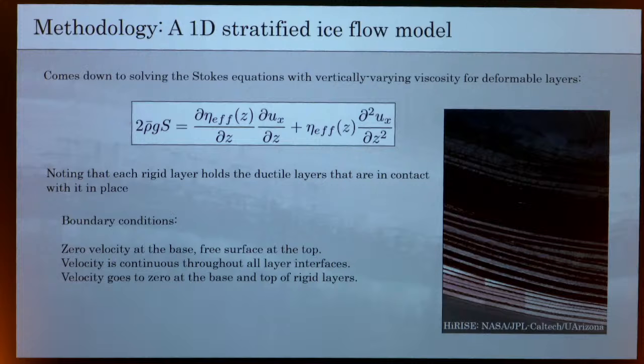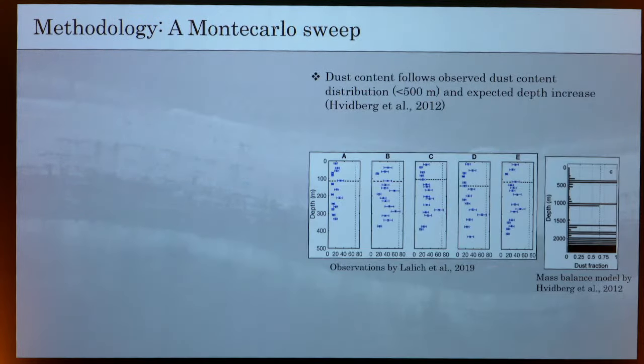So what we did is a 1D ice flow model. This is just the Stokes equations, and what is different is adding this depth-variable viscosity and accounting for rigid flow layers with boundary conditions. Essentially every time that we have a rigid layer, the velocity goes to 0, and a stress is applied on the rigid layer. To play with dust content and thickness, as I said before, we based ourselves on observations down to the first 500 meters, which are relatively high resolution in terms of layer thickness and dust content. And then we proceed down to the base of the NPLD with mass balance models by Bitberg and others.